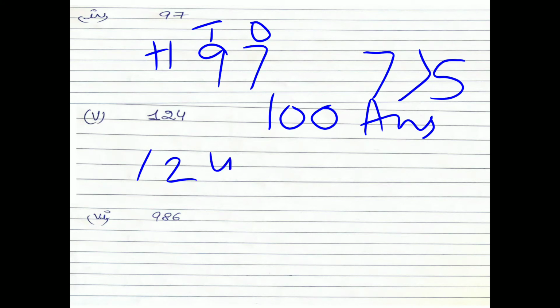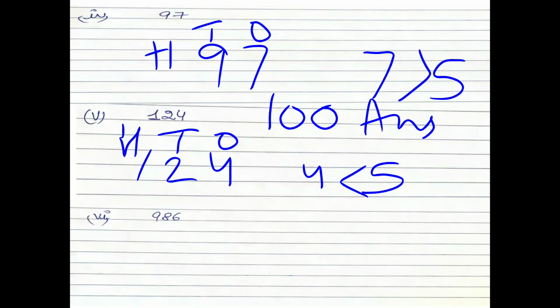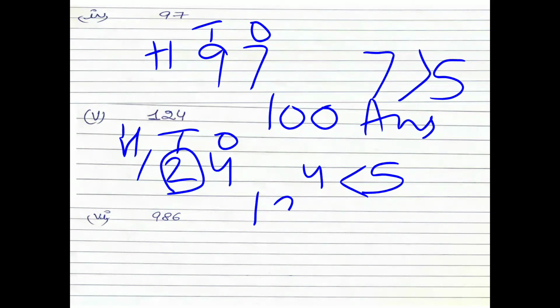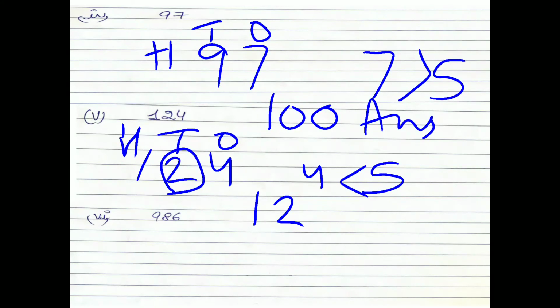Now, the fourth part. 124 is written. On 124 you have to write ones, tens, hundreds. Now you have to compare which place? You are doing nearest tens only, so it means you have to compare the ones place number, that is 4, with 5. Is your number greater? No. So this 2 will remain as it is. So 1, 2 will come as it is, and the number after the tens place becomes 0. Clear?